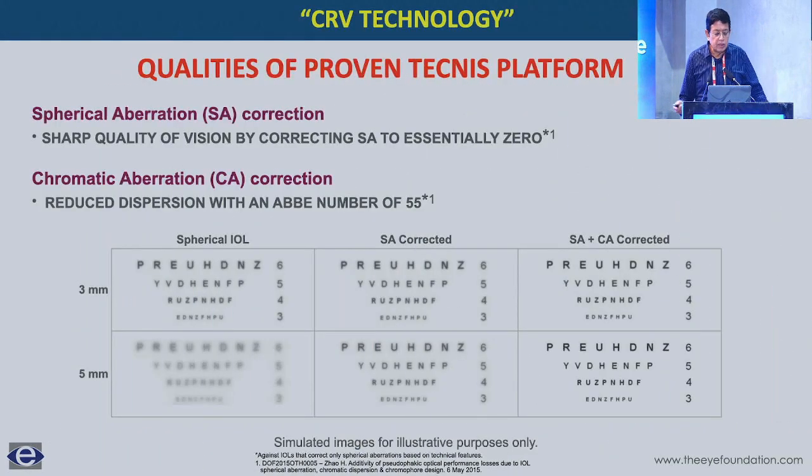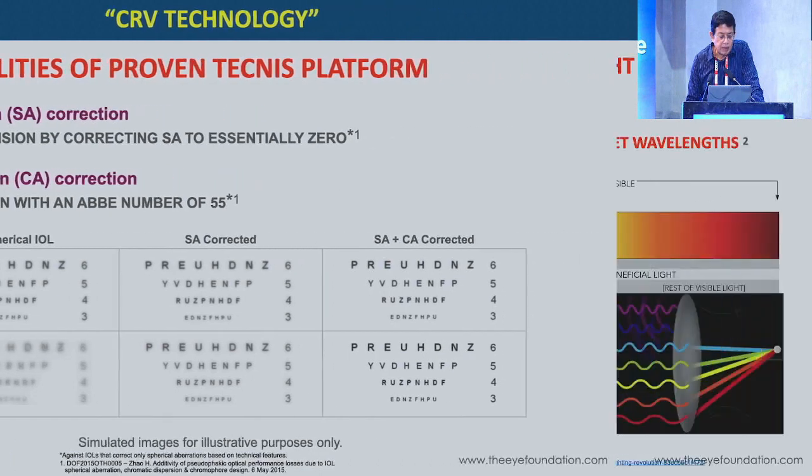So we all know this. These Technis platform of lenses have a minus 0.27 Q value on their lenses. And because of the reduction in the chromatic aberration as well as spherical aberration, there is a synergistic effect. It's just not a simple add-on. And because of this, our quality of vision is significantly better with these lenses. And that is something that we have experienced.